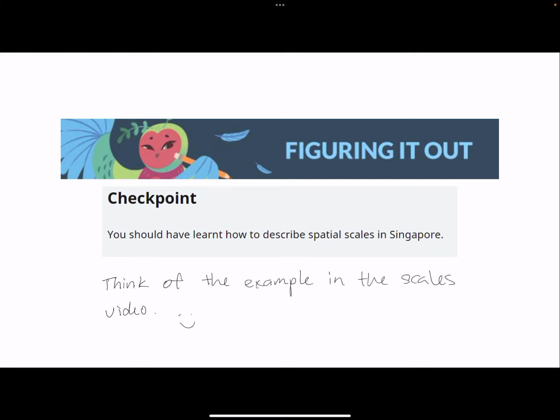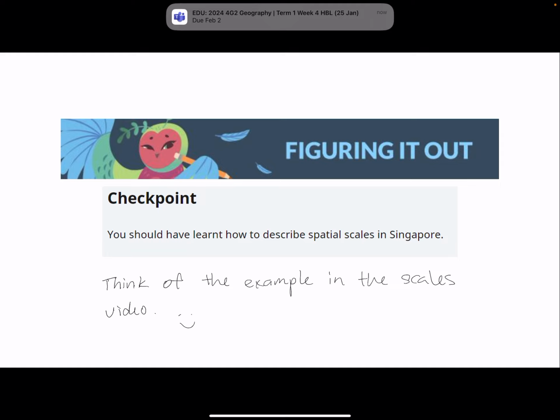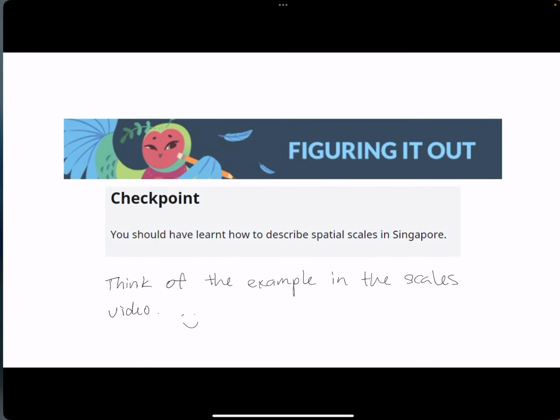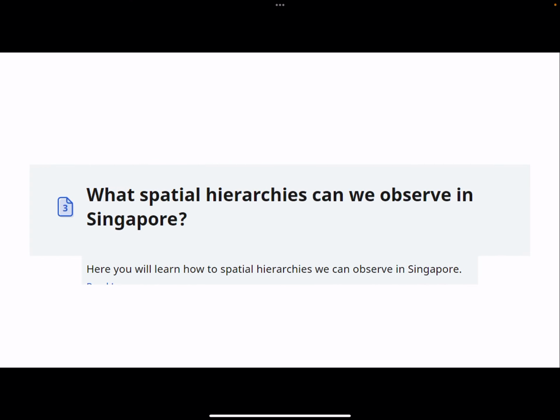So how would you describe spatial skills in Singapore? What would you find in the most local area, in the residential area? What would you find in the larger influential areas like your town centers? Will you see the same thing? Okay, so this is important.